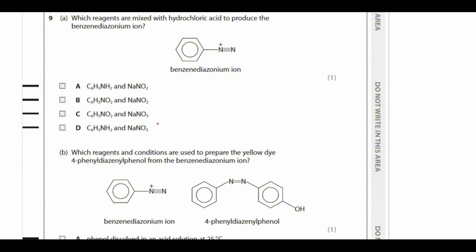Now, of course, this will be excluded, considering both of them consist of sodium nitrate, but we do not use sodium nitrate in producing benzene diazonium ion. So the only option we have relevant is A and B.